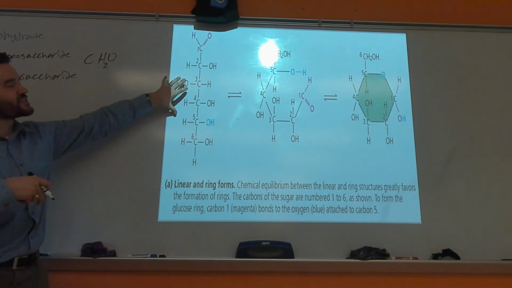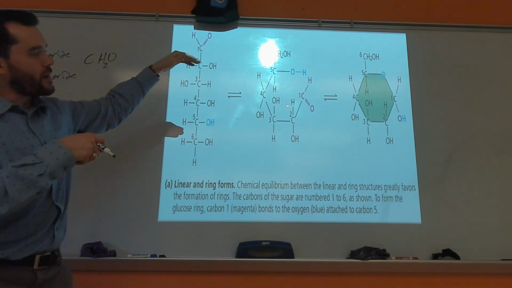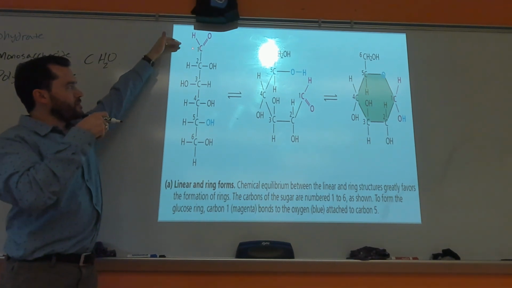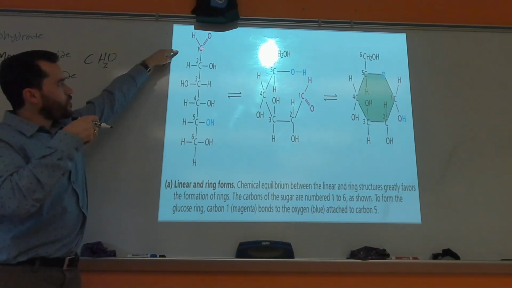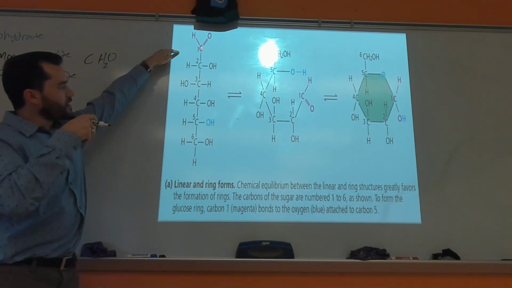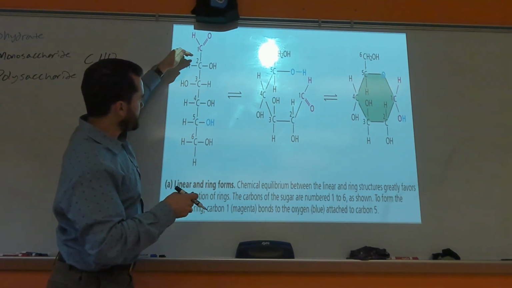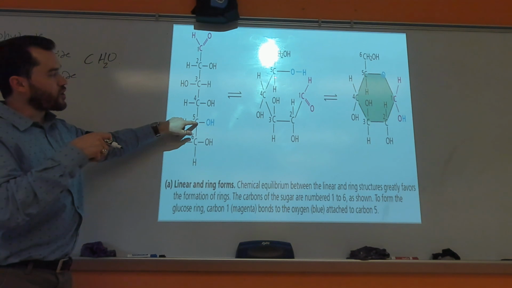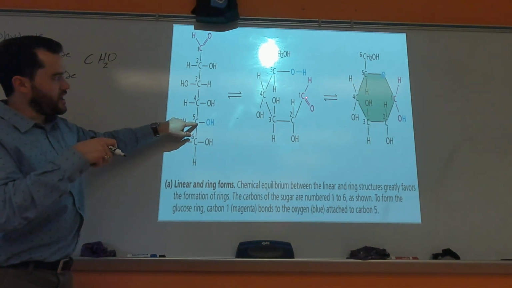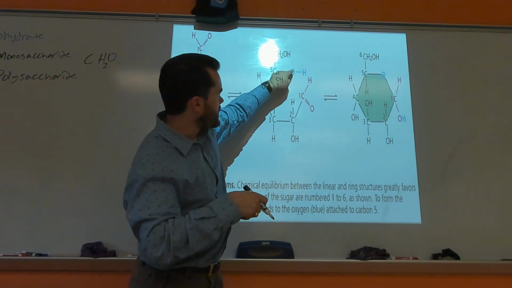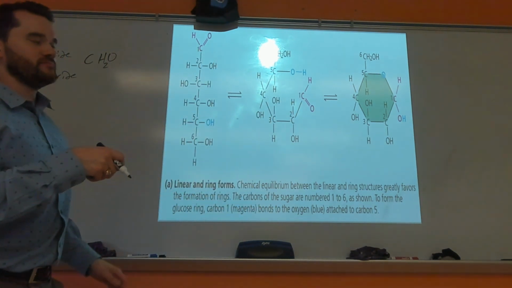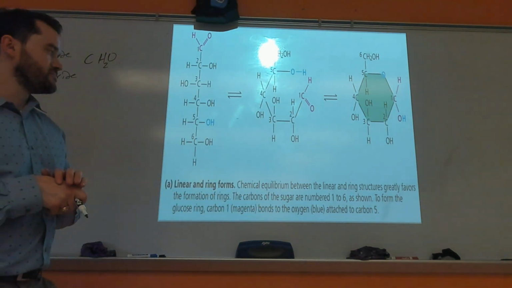So you put this linear sugar in water, and it's going to fold up into this ring structure, where the number one carbon, so you number from top down, this aldehyde group is going to bend in and connect with this alcohol, this hydroxyl group, and then you get a covalent bond that's going to form right there. Okay, so there you go.